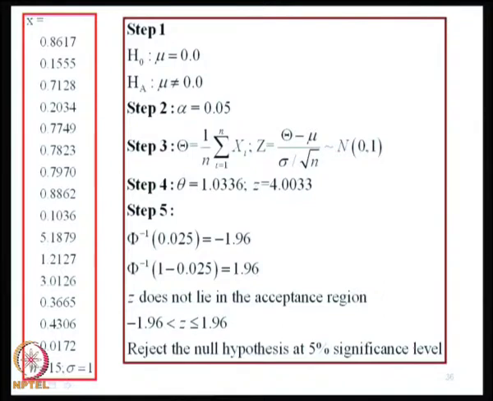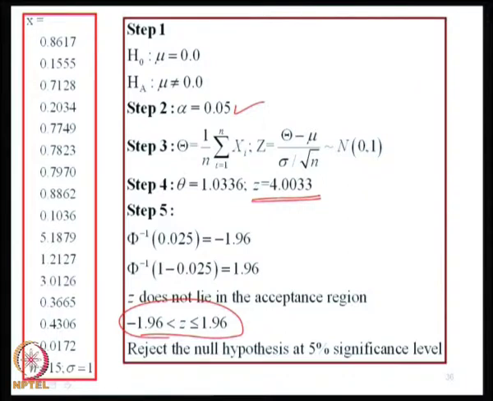Now another example, I again take 15 numbers drawn from a population whose standard deviation is taken to be known, which is equal to 1, and I go through this exercise again. The null hypothesis is mu is 0, alternate hypothesis mu not equal to 0, and I select alpha to be 0.05, and again I get the z value to be 4.0033. This 4.003 is not contained in my acceptance region. So for this set of numbers I have to reject the null hypothesis at 5% significance level.